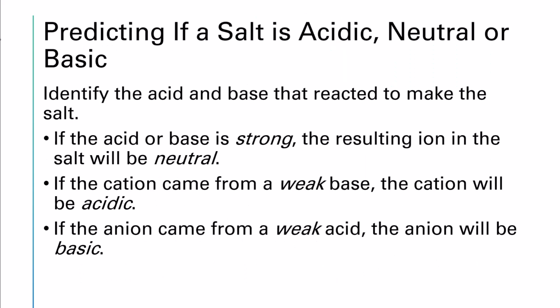Predicting if a salt is acidic, neutral, or basic. Identify the acid and base that reacted to make the salt. If the acid or the base is strong, the resulting ion in the salt will be neutral. So in this case, I made both HCl, a strong acid, and sodium hydroxide is a strong base. So both the cation from sodium hydroxide and the anion from hydrochloric acid are both neutral ions. They will not affect the pH of the solution. They're perfectly happy being ions.